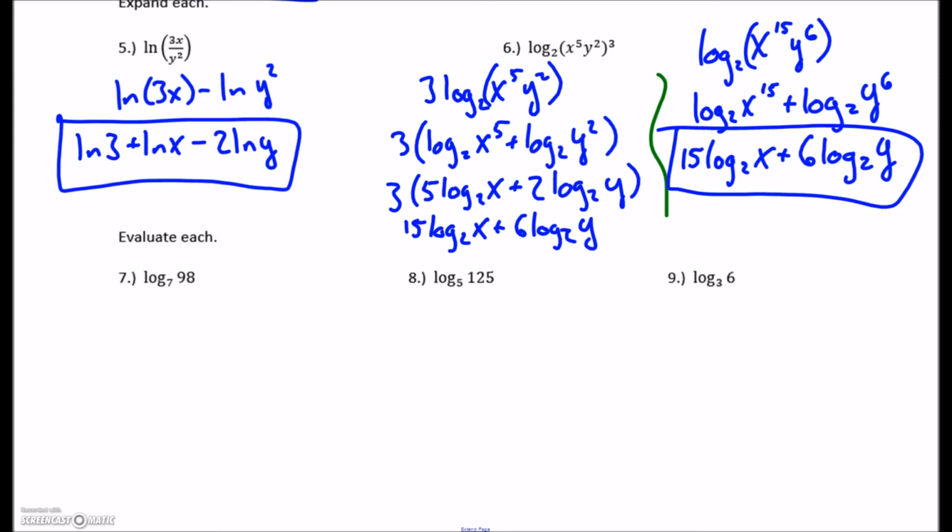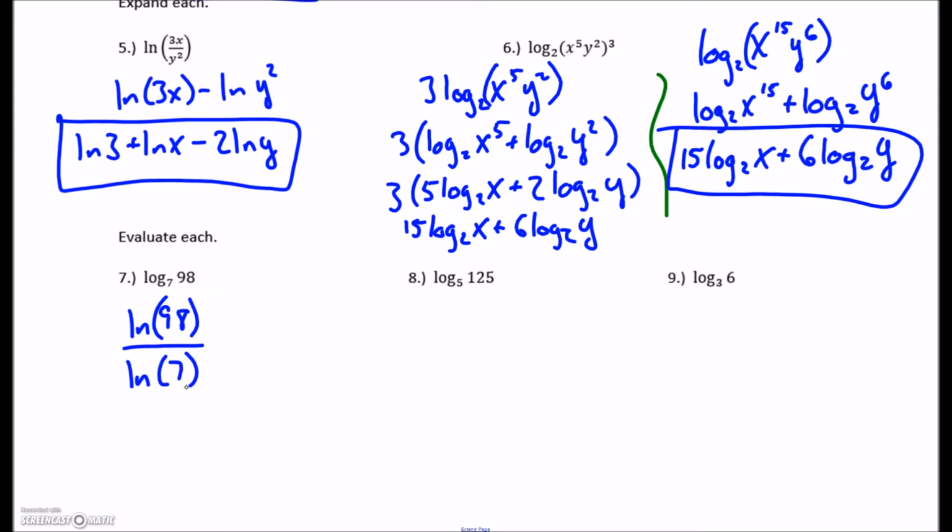And so for this one, there's no relationship that we can immediately see between 98 and 7, so I'm just going to plug this one into the calculator, so I use my change of base, so I do the natural log of 98 divided by the natural log of 7. So again, it's the natural logarithm of what was inside there over the natural logarithm of the old base.